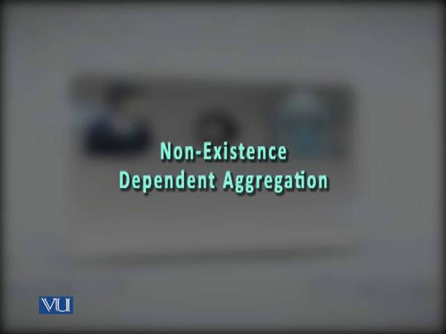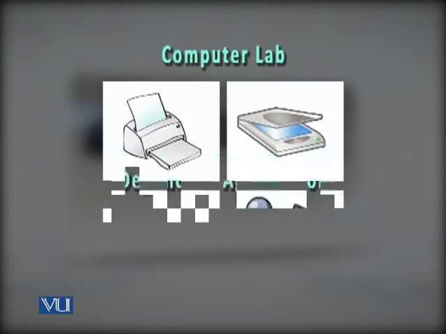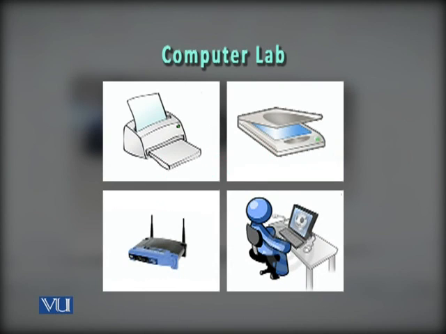The next type of aggregation is non-existence dependent. It means that if the containing object is deleted, the contained object will not be deleted. So when we want to implement this type of aggregation using the basic relational approach, you can see on your screen that we are taking a scenario where there are different types of lab equipment that include, let's say, printer or computer or scanner or these types of things. So if we consider one computer lab, there could be different types of equipment there.